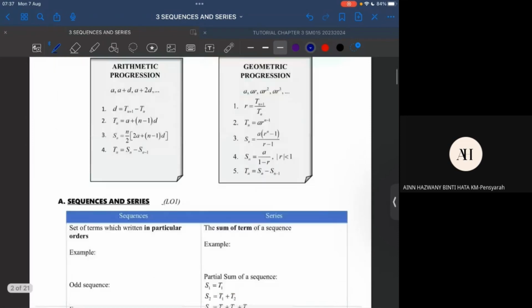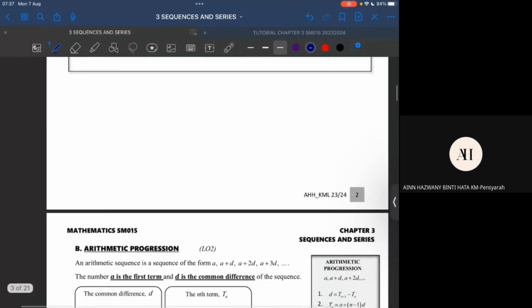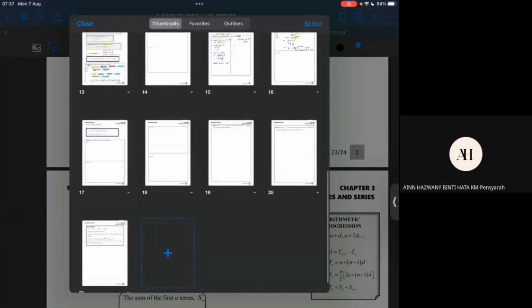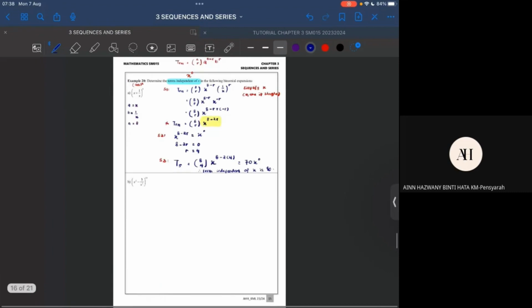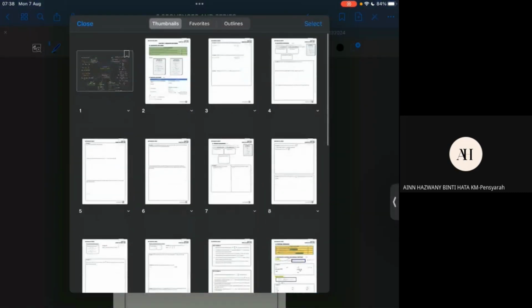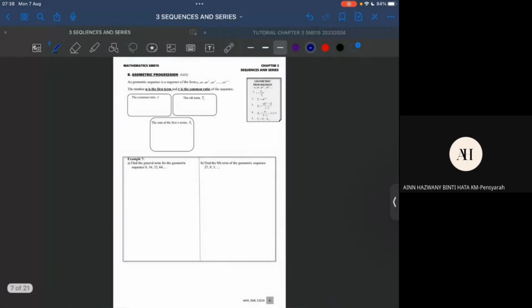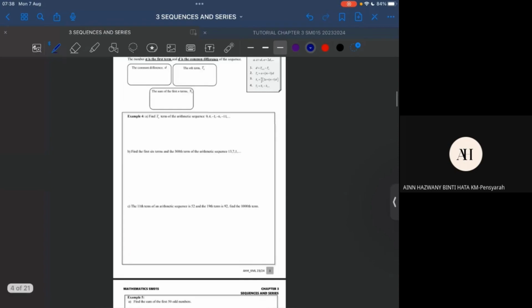Okay, so for the first tutorial saya nak tengok nota kamu berisi. Okay, untuk 3.1 sampai example 20 dan juga video yang saya akan bagi nanti, which is tak silap saya sampai arithmetic lah, sampai example 6. Boleh faham?